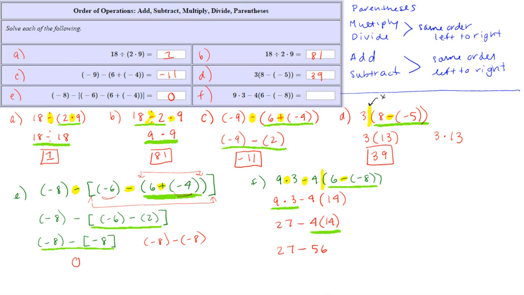And our last step is the subtraction. 27 minus 56, let's see, that would be negative 29. Again, I'm doing these operations in my head. Feel free to take more time, do your work on the side, or do them on your calculator. So our final result is negative 29.